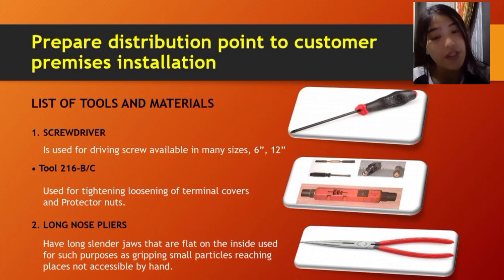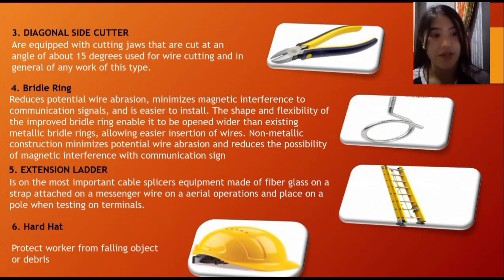Next one is the long nose pliers. They have long slender jaws that are flat on the inside, used for purposes such as gripping small parts and switching places not accessible by hand. So kani siya kay ikaduha sa screwdriver, makita rin nato sa atong panimalay. So the next one is the diagonal side cutter. They are equipped with cutting jaws that cut at an angle of about 15 degrees, used for wire cutting in general. So gawas sa long nose pliers o sa screwdriver, naa pud ni sa atong balay.